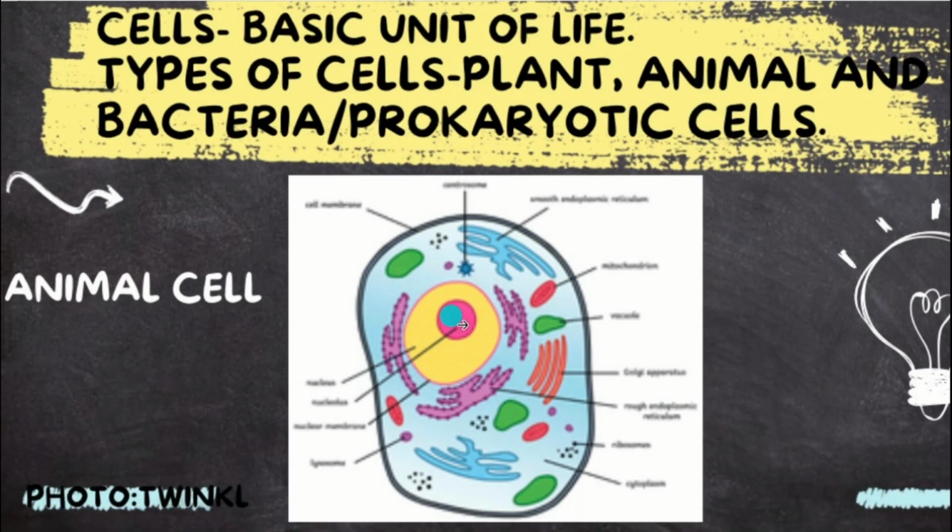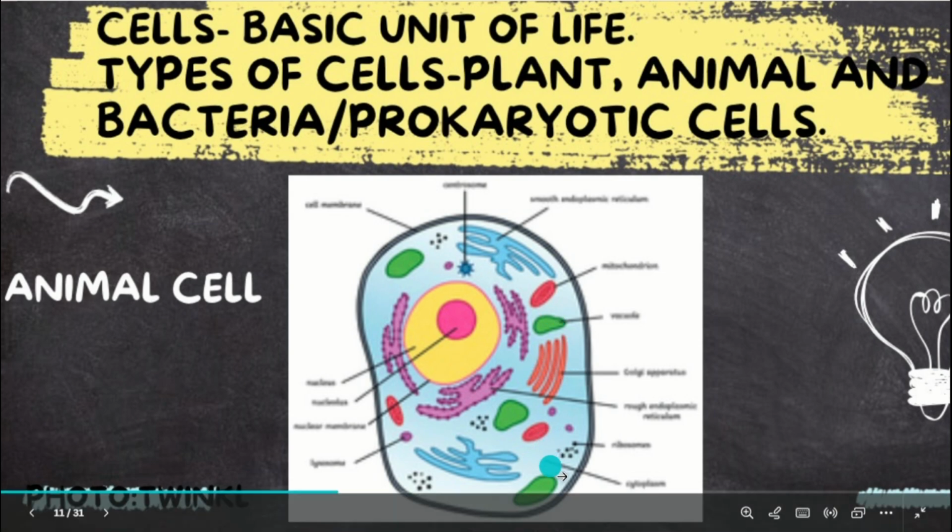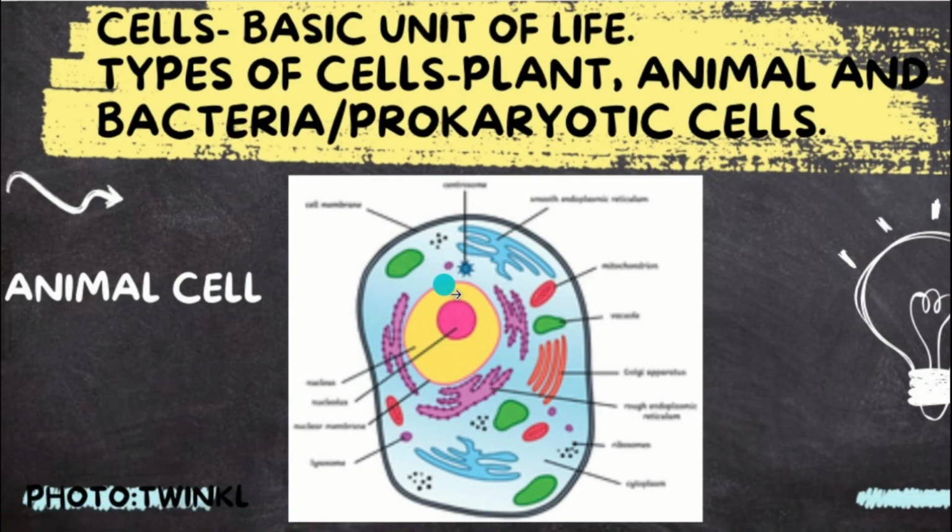Right here we have our nucleolus. We have the nucleus, so this big yellow thing is the nucleus. This is the nucleolus, right? And right here, this is our rough endoplasmic reticulum, our smooth endoplasmic reticulum, our Golgi body slash Golgi apparatus, our cytoplasm, lysosome. We obviously have the cell membrane, and the centrosome, vacuole, mitochondria, and all that stuff.